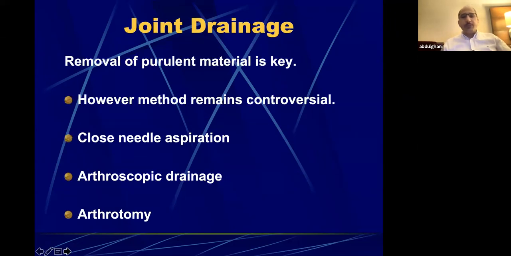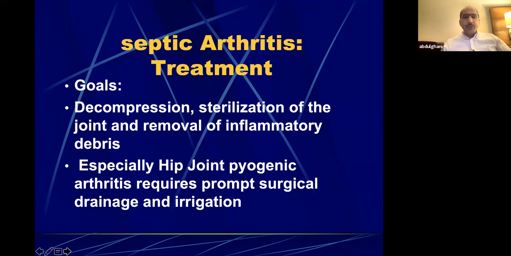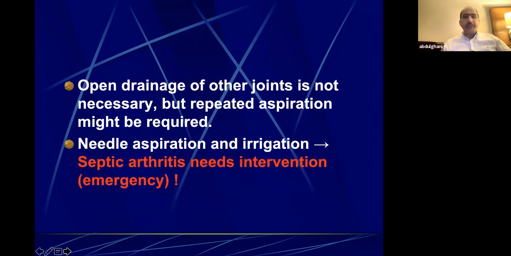The removal of pus is the key. However, the method remains controversial. It can be closed needle aspiration, it can be arthroscopic drainage, or it can be open arthrotomy. The goal is to decompress the joint, get the sterilization of the joint, and remove all inflammatory debris. Especially in the hip joint, pyogenic arthritis requires prompt surgical drainage and irrigation.